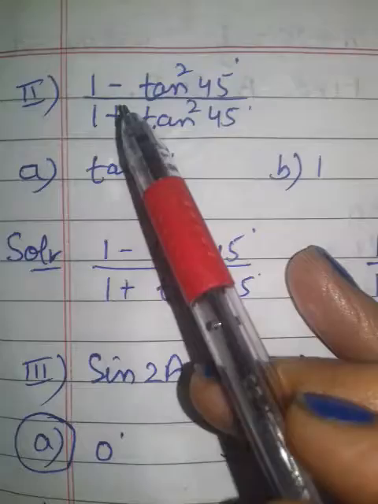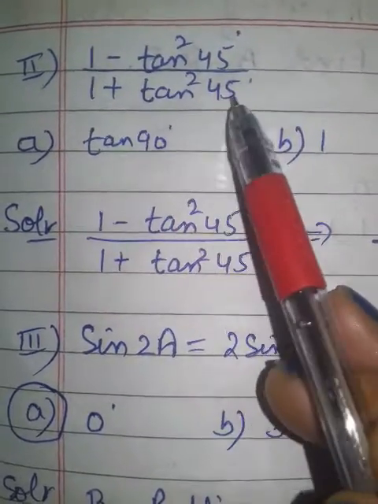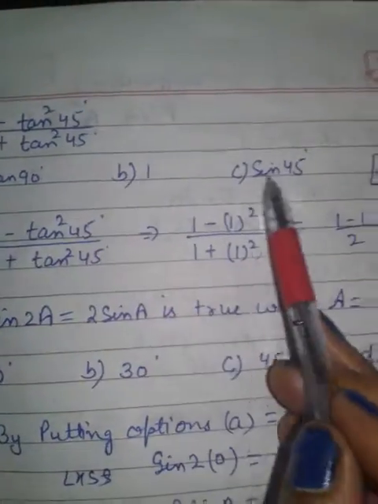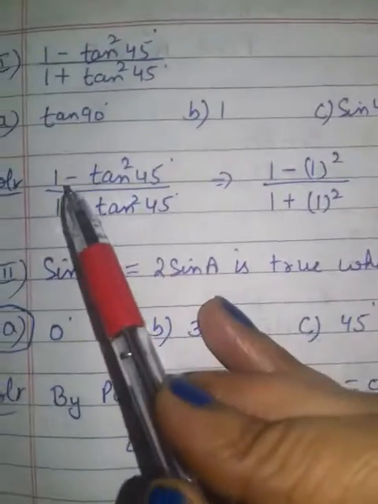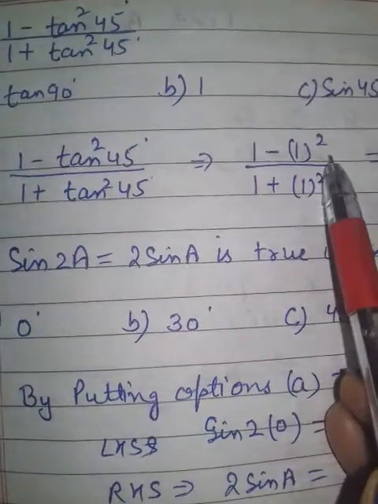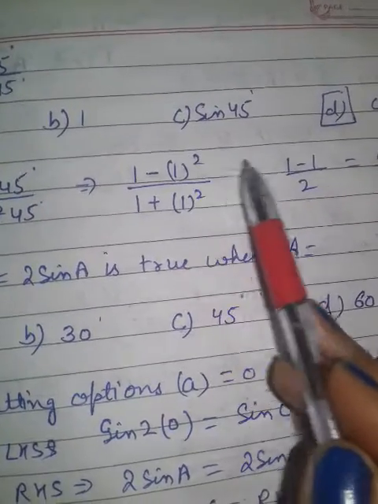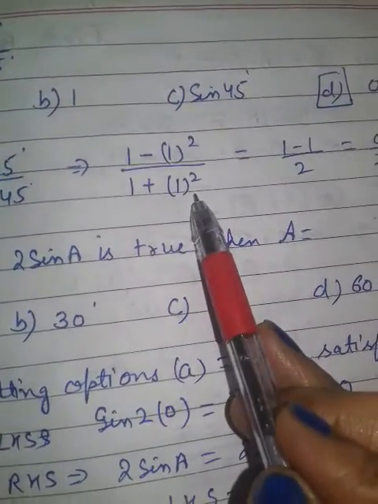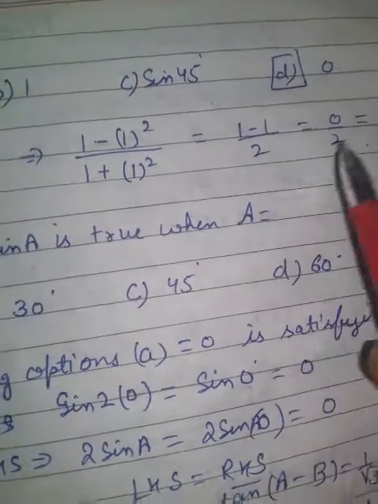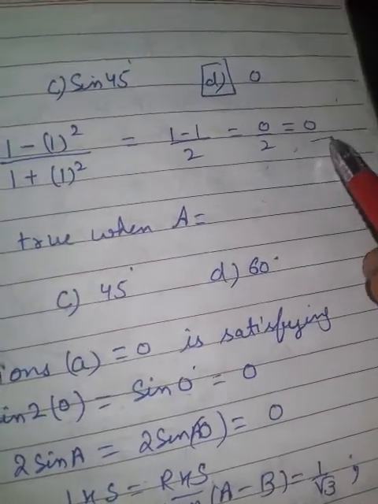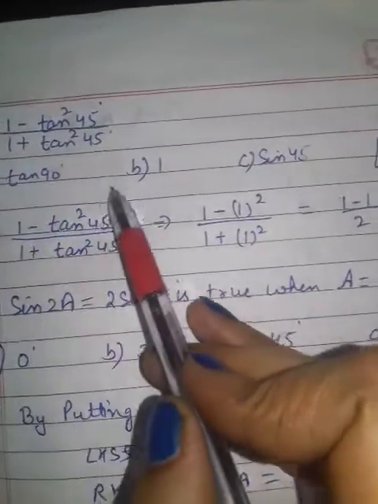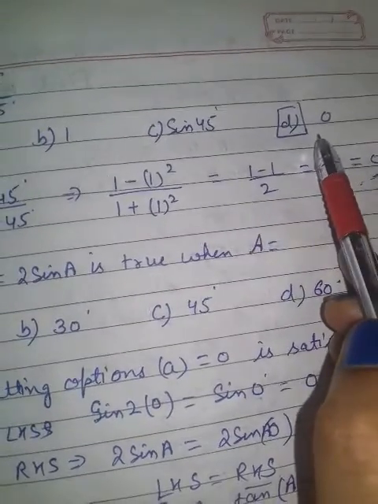Next is (1 minus tan square 45) upon (1 plus tan square 45). Which one is correct? You have to choose. Tan 45, you know, you will put the value here. So 1 minus 1 square means 1 square is 1. 1 square is 1. So 1 plus 1 is 2. 0 upon something, the answer is 0. So I see this option is correct.